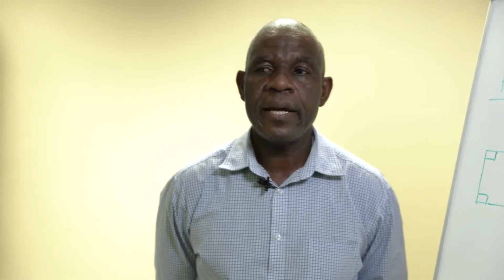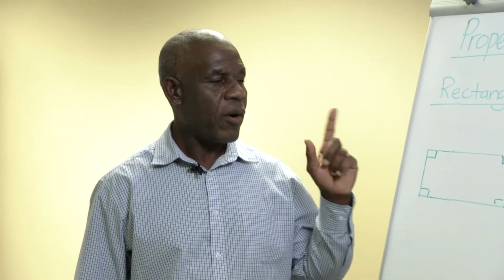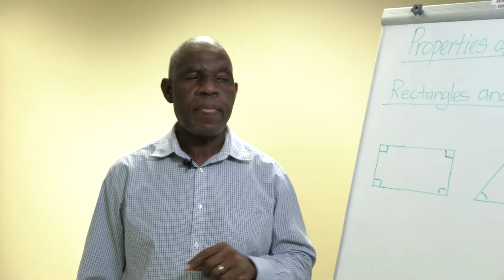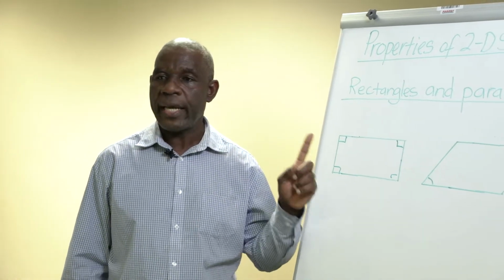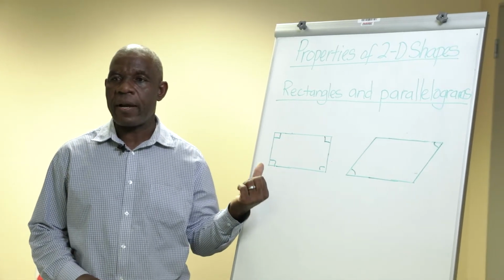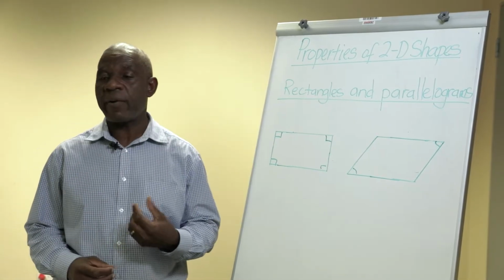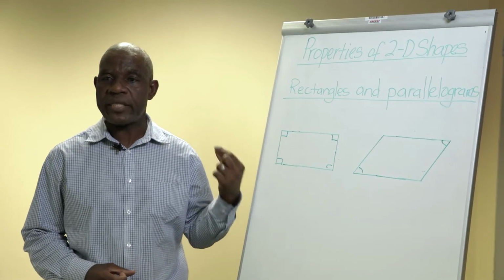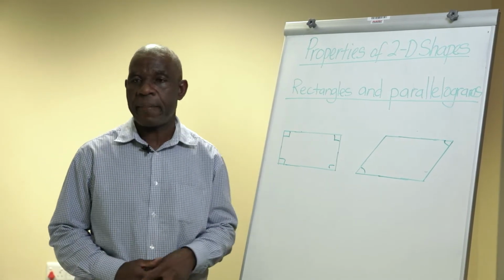Good day, teachers. We are back again with our description of 2D shapes in grade 6. We are looking specifically at the parallelograms and rectangles. These are two special types of quadrilaterals which our learners need to be able to identify and differentiate.